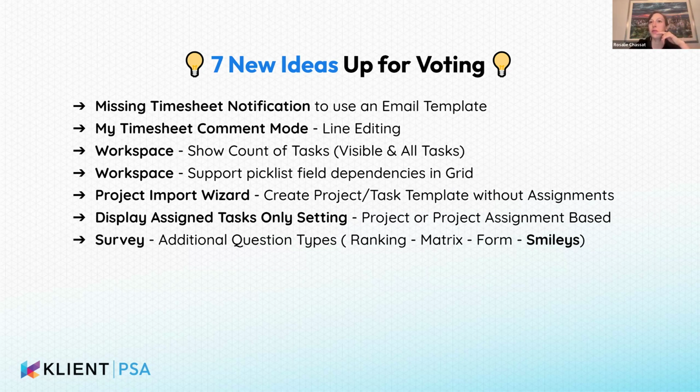And then the last one, the survey, which I think is related to what we got as feedback earlier. So being able to have additional question types. So we haven't defined what those would be, but this idea is up for voting. So if you are looking to have more question types, make sure to vote for that one. So ranking, matrix form, we've mentioned smiley faces, whatever it is. Just make sure to vote for those ones. For any of the ideas, I think you're able to add comments as well. So if you want to add further ideas, be sure to do that.